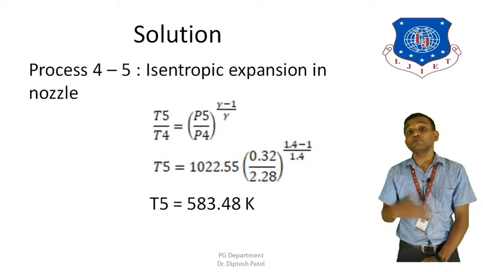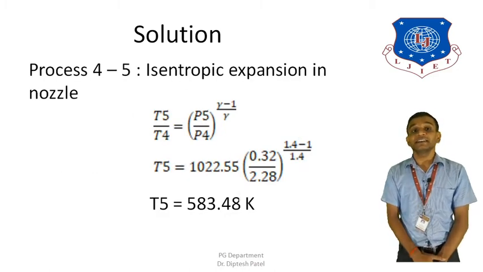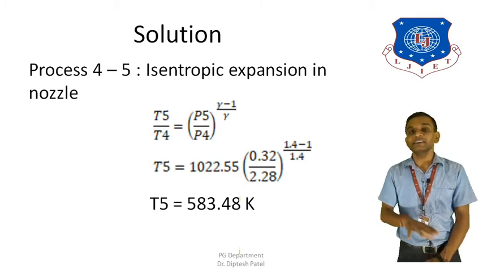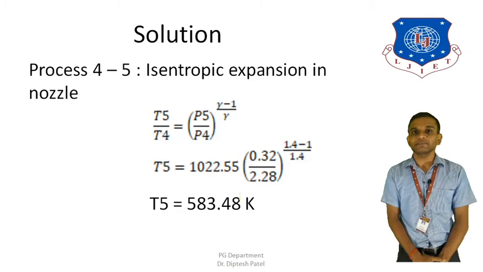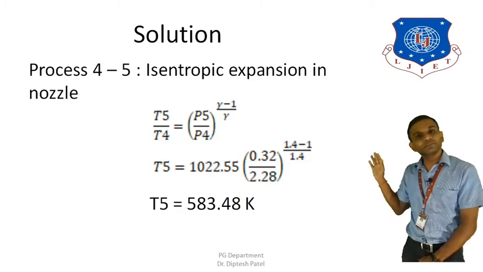Alright, now let's move forward to the further process, that is the expansion that takes place in the nozzle. So process 4 to 5 is the isentropic expansion in nozzles. Now, same isentropic relations. So T5 upon T4 is equal to P5 upon P4 raised to gamma minus 1 upon gamma. Therefore T5 is equal to T4 into P5 upon P4 raised to gamma minus 1 upon gamma, and I am just going to put the values over here.